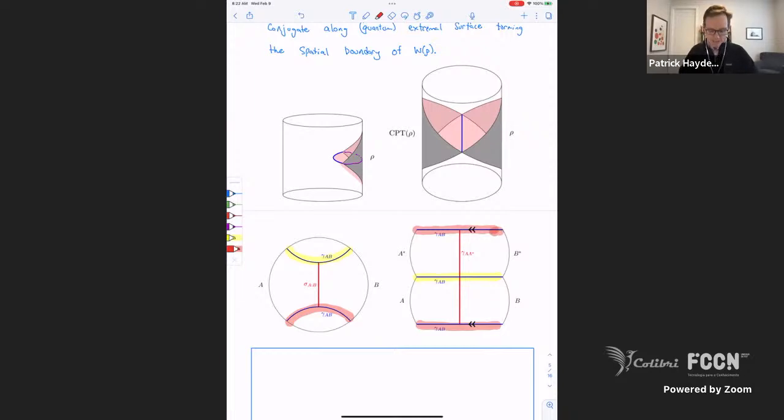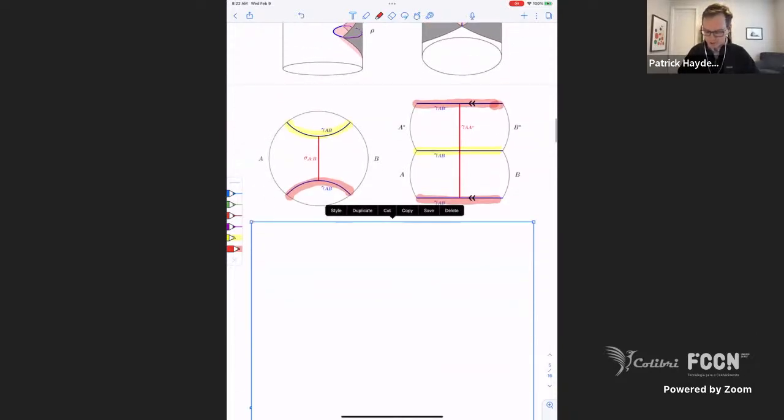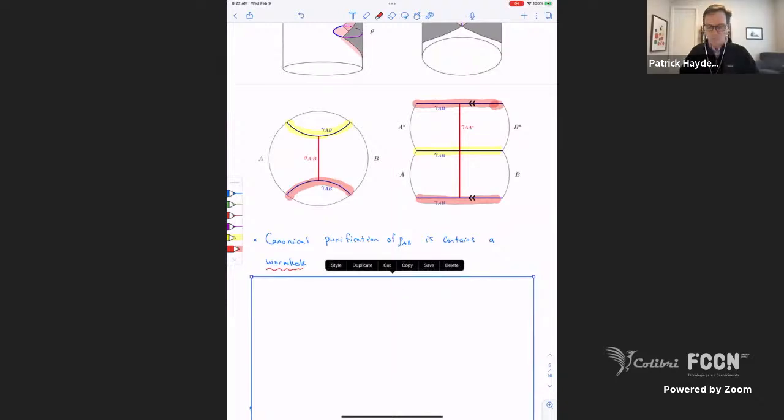And that is the construction. And what you can see is, because I've performed these two identifications, on the right-hand side, I have a tube, right? I have a spatial cylinder. And so the canonical purification of this bipartite density operator rho AB, its bulk interpretation in quantum gravity is actually a wormhole, right? This tube is a spatial wormhole.